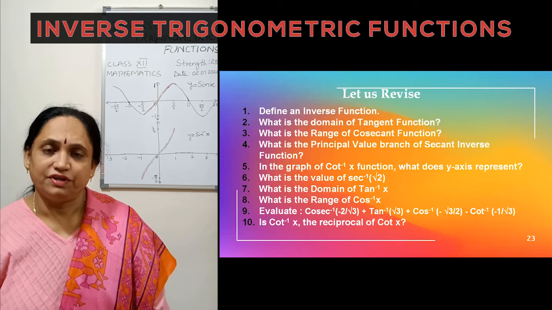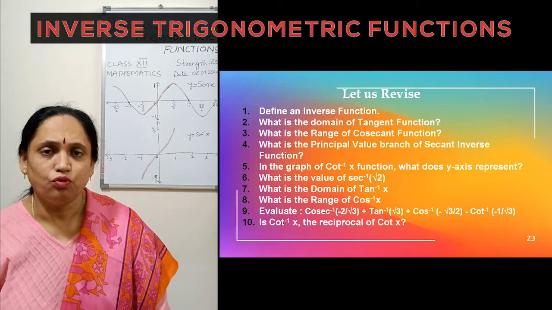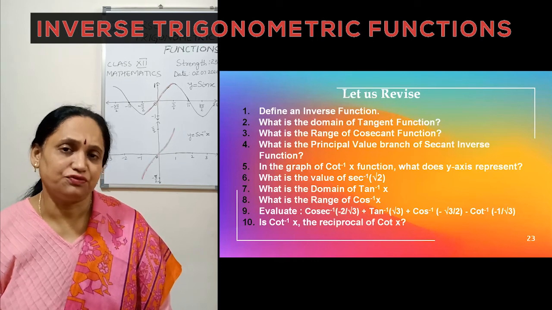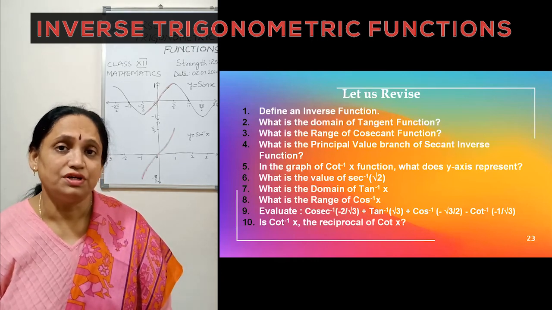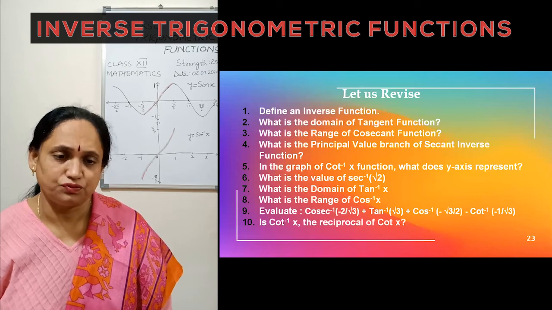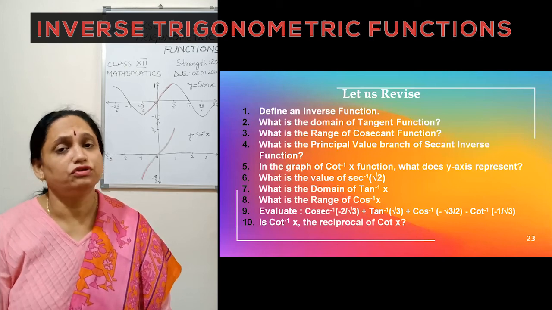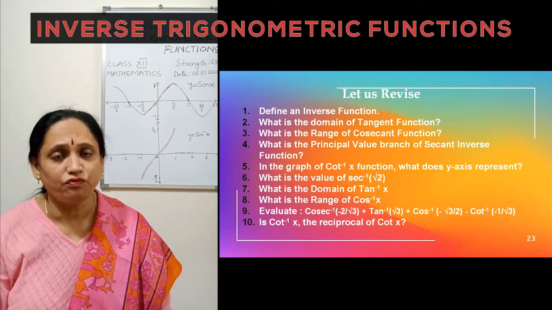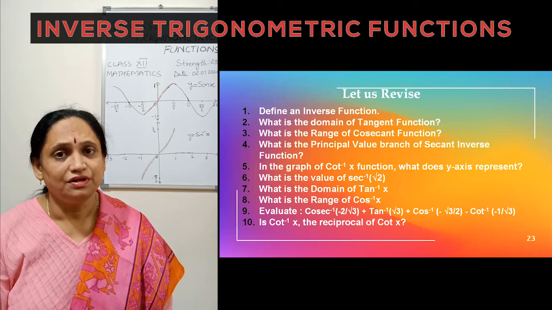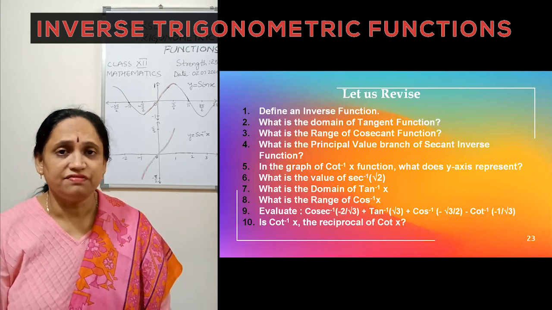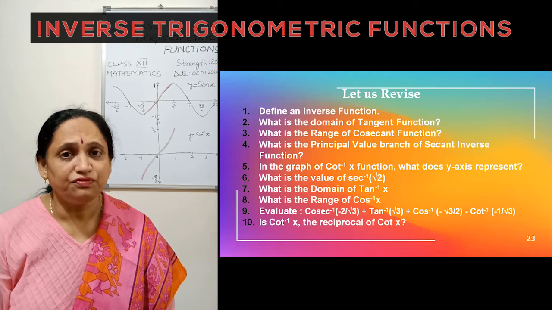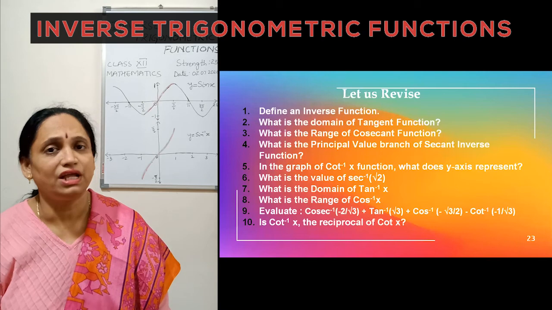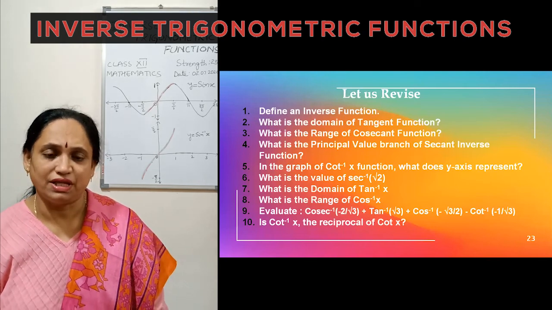What is the domain of a tangent function? You all know that domain of a tangent function is set of all real numbers except the odd multiples of pi by 2. What is the range of cosecant function? I'm sure you have understood the range of cosecant function. You know that the graph of the cosecant function does not lie between -1 and +1. So it is set for all real numbers except the real numbers between -1 and +1.